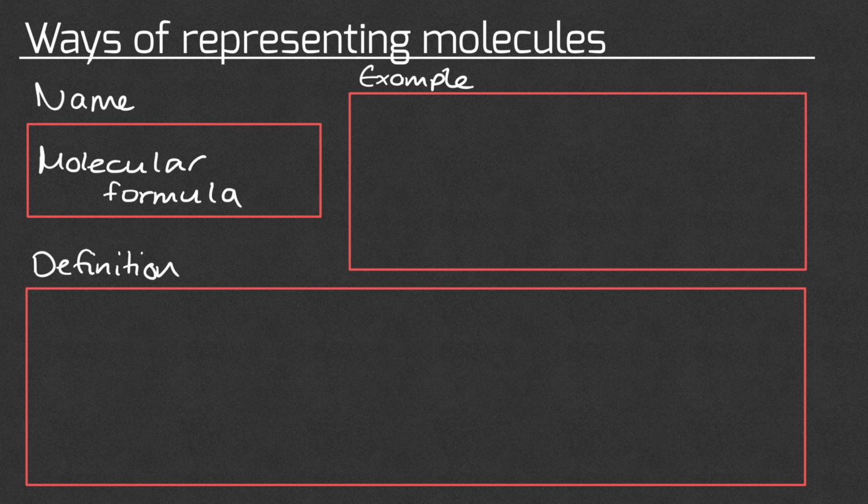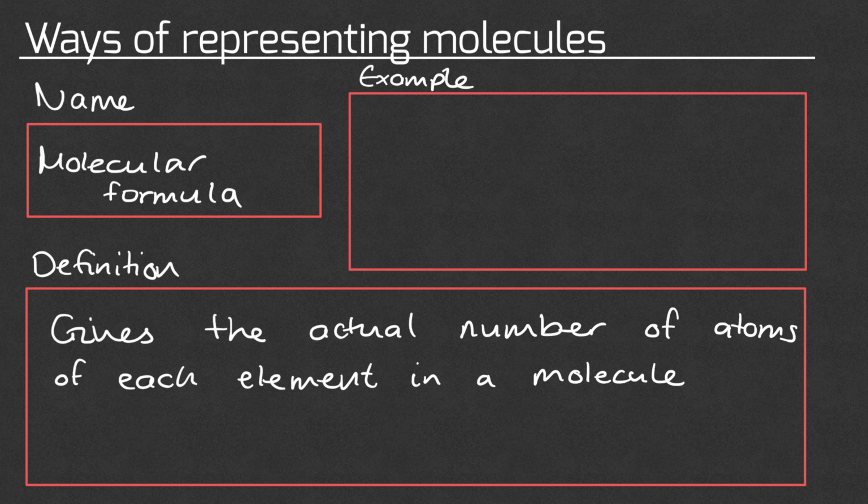The first way you can represent molecules is by using the molecular formula. The molecular formula just gives the actual number of atoms of each element in a molecule. So for example, this is the molecular formula of ethanol. It tells you how many atoms of each element are present. So we know there are 2 atoms of carbon, 6 atoms of hydrogen, and 1 atom of oxygen. If there's only 1 atom of an element, we don't put the number 1, we can just draw it without the number.